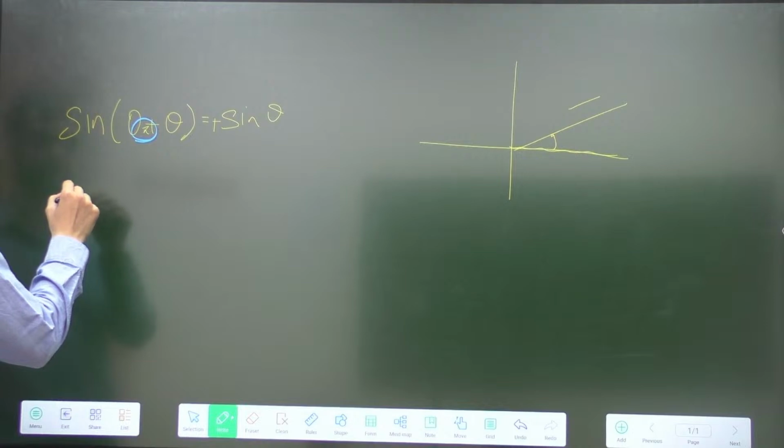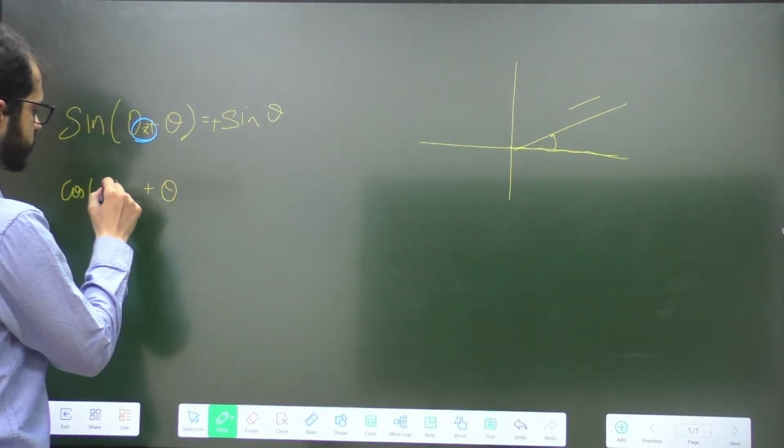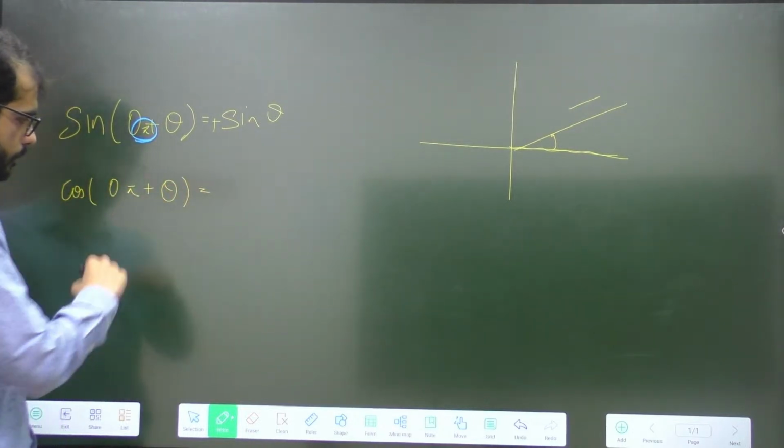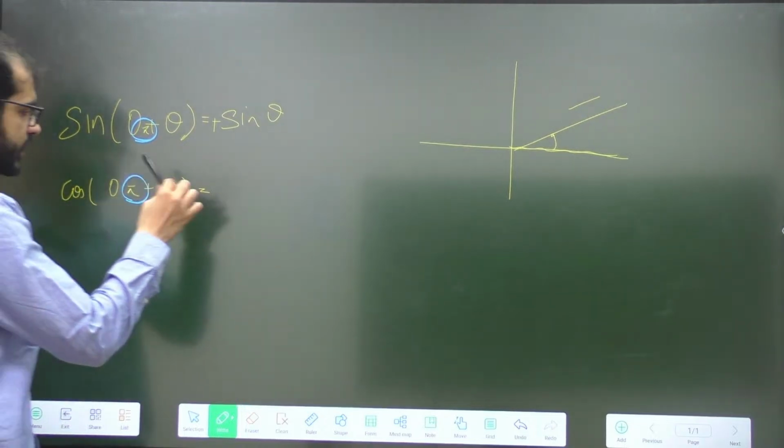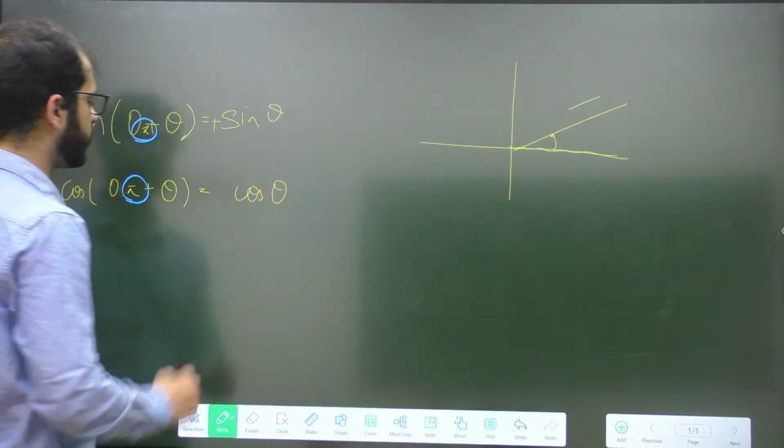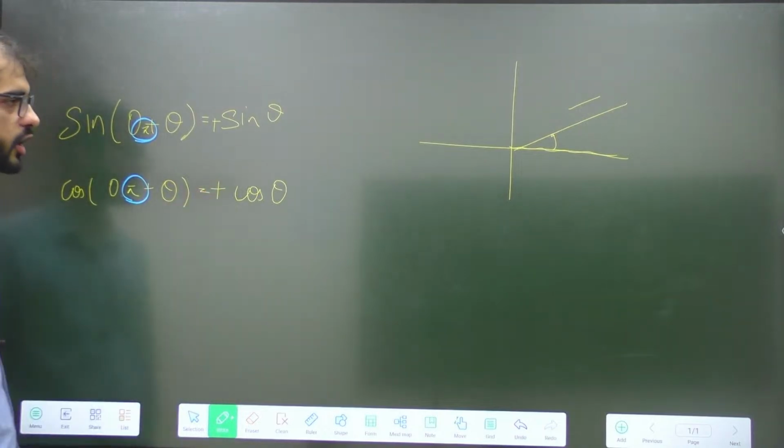If I talk about cos of theta, I can write it as cos of 0 into pi plus theta. Now it's a multiple of pi, so I can say that it will be cos theta, and in the first quadrant it's positive, so I'm going to call it positive.